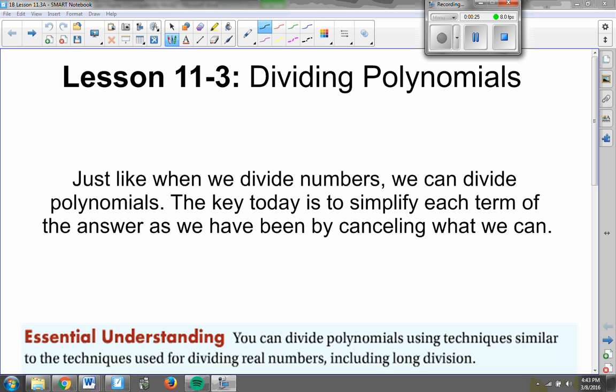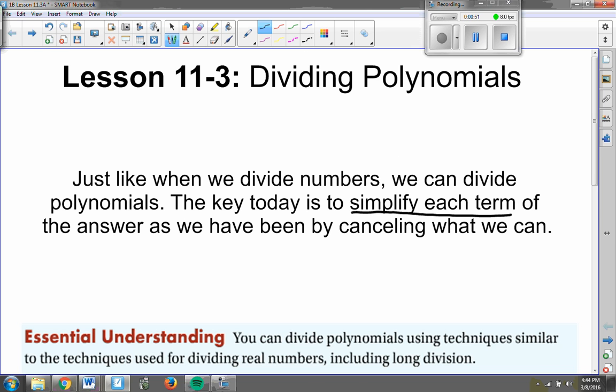Now, we are going to start today by just dividing every term of a polynomial by some monomial, meaning just one term. And the key today is to simplify each term as we have been all along, by canceling what we can, canceling numbers, canceling variables, subtracting exponents, and things like that.